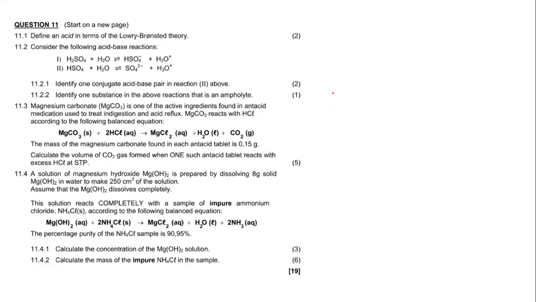Now we move to question number 11. Question 11 reads as follows: acids and bases. It says, define an acid in terms of Lowry-Brønsted theory. These guys, they are 100% correct. How do acids and bases actually behave?